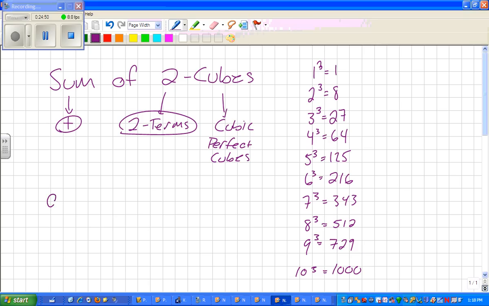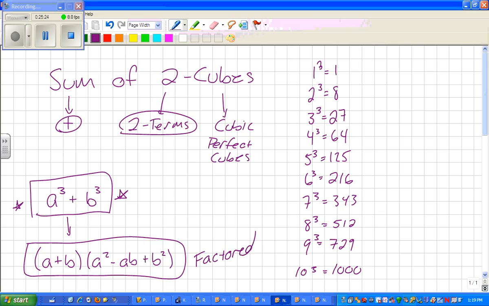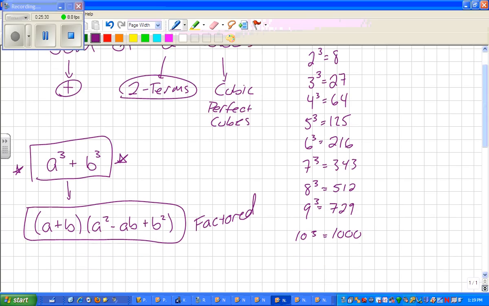So if you have something being cubed, a to the 3rd, the sum means plus, so plus b to the third power. When they give you this, we can factor it into the following. A plus b, a squared minus ab plus b squared. So if they give you the first one, we can factor it in this method. Okay? This is a very important formula, so please do not forget it.